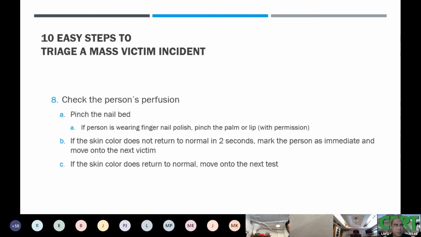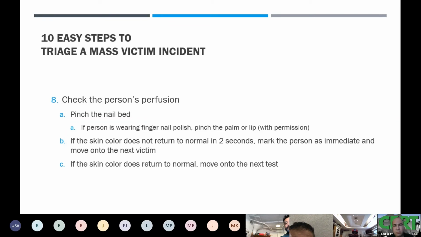Now the question is, what happens if they're wearing fingernail polish, or for some reason you can't tell, or they're missing a limb, what their skin perfusion is? You can touch the palm. If you push down in the center of the palm, it will turn white and then should turn to normal color again. The lip as well, and this is where it gets very dicey: "Sir, I need to check your skin perfusion. I'm going to pinch down on your lip and let go just to check that. Is that okay?"